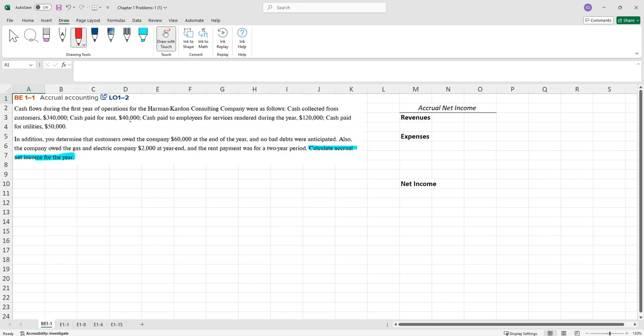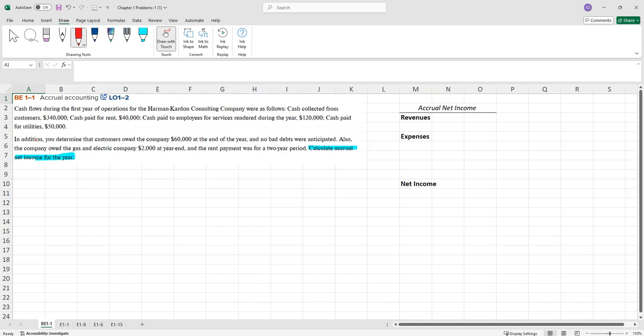We paid 40 in rent. We paid salaries of 120. It looks like the salaries actually reflected the work that was done during the year. And then we paid 50 in utilities. So that's just purely a cash perspective on there.